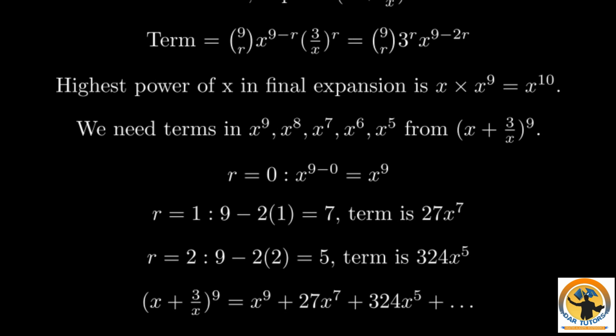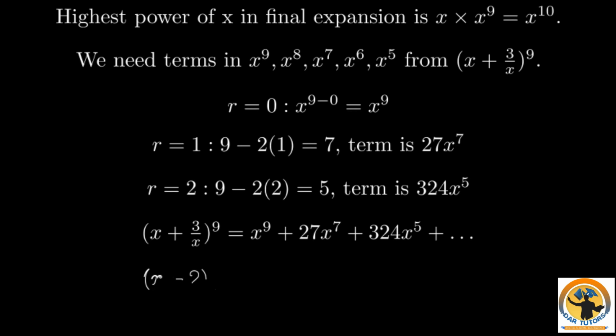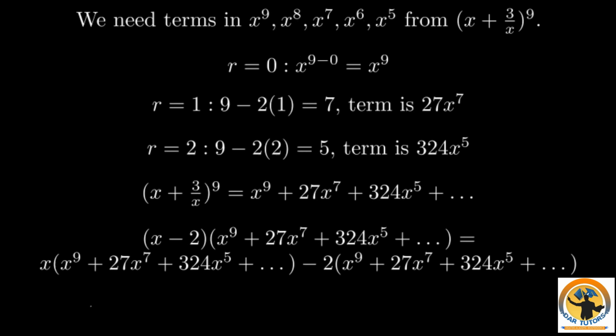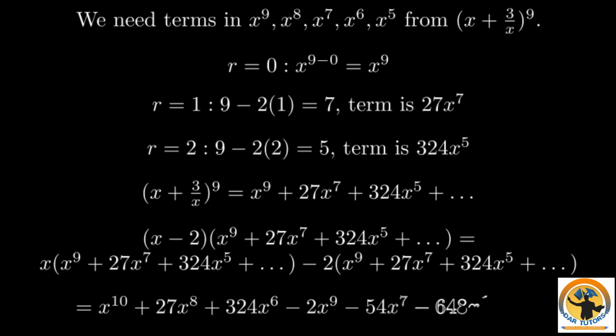Now we multiply this by x minus 2. We distribute the x and the negative 2. This gives us x to the 10th plus 27x to the 8th plus 324x to the 6th minus 2x to the 9th minus 54x to the 7th minus 648x to the 5th.